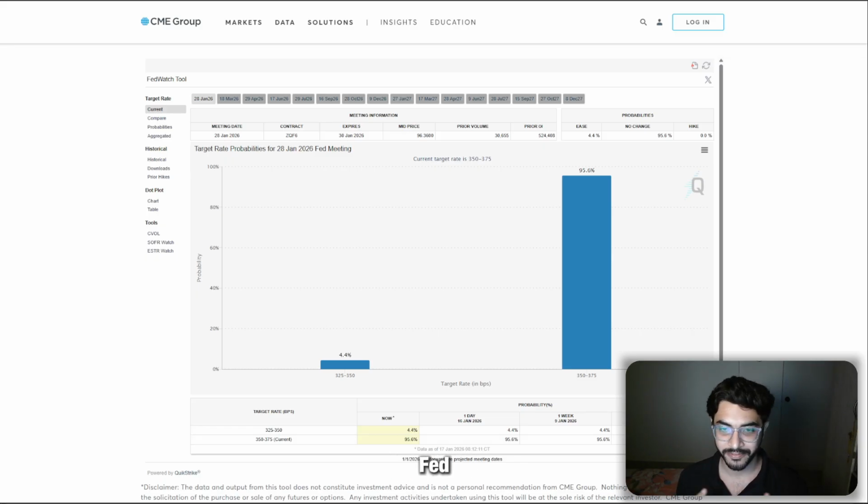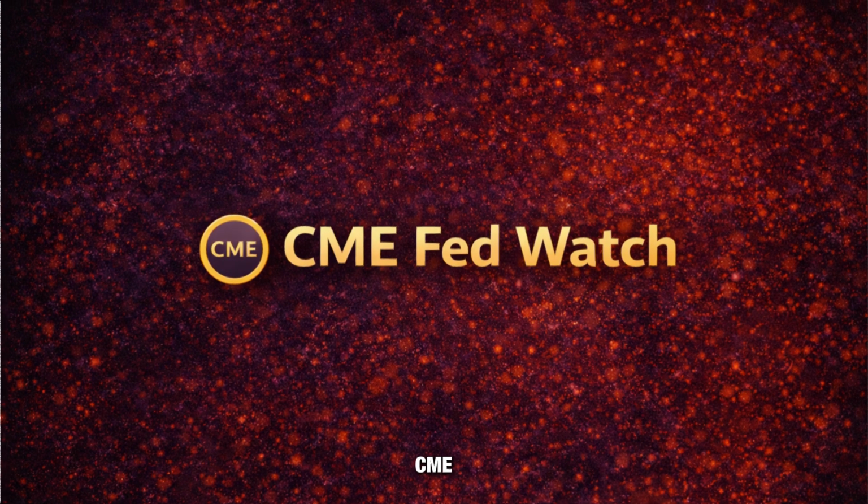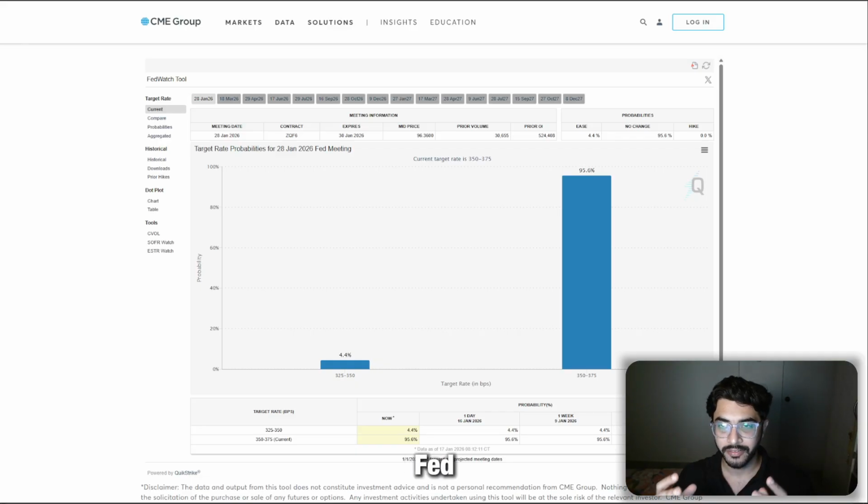Instead of guessing the Fed, track what the market is pricing in. The tool that I personally use to track this is called CME FedWatch, which uses Fed funds futures to estimate probabilities of different rate outcomes.